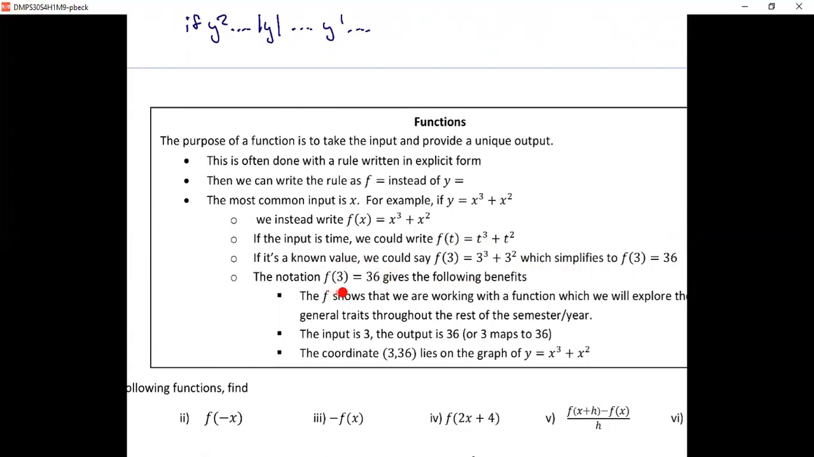Now, by having this notation, it does give us a few benefits. The first benefit is it tells us that we are legitimately working with a function. So 3 is only mapped to 36. 3 cannot be mapped to any other number. If the input's 3, the output is 36, like I just mentioned, followed by the coordinate 3, 36 lies on the graph of y equals x cubed plus x squared.